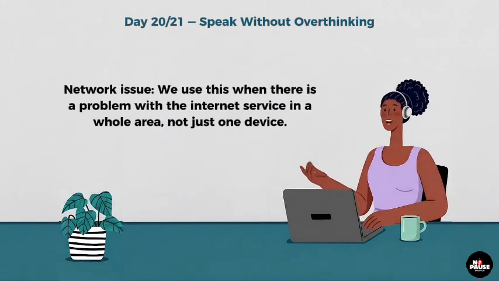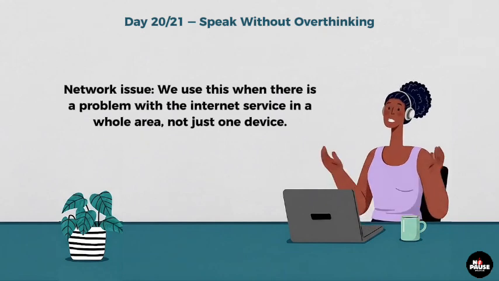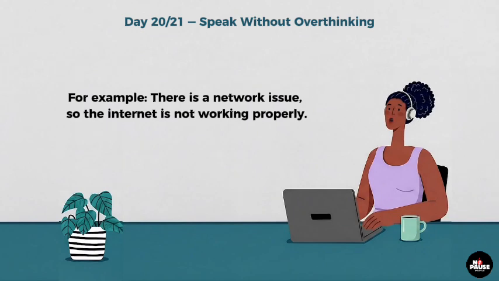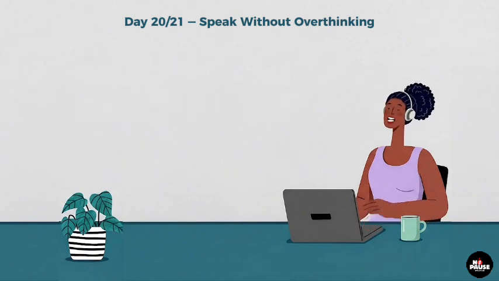Network issue. We use this when there is a problem with the internet service in a whole area, not just one device. For example, there is a network issue, so the internet is not working properly.